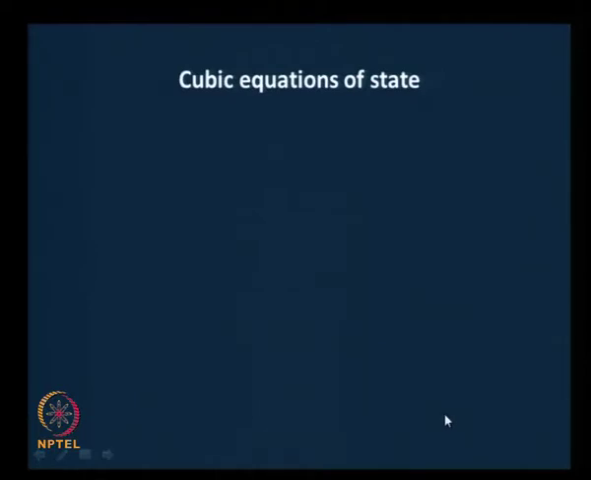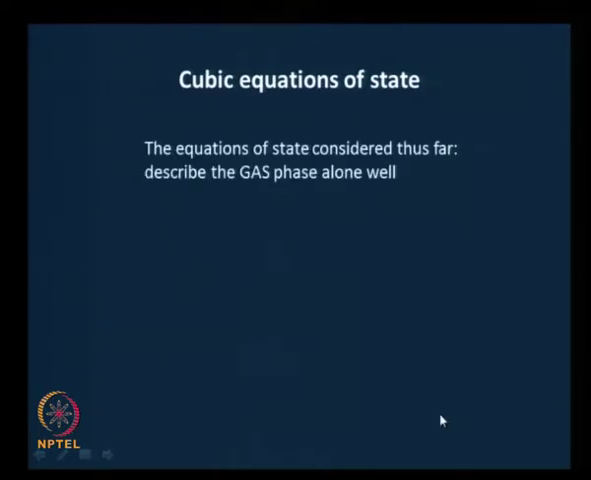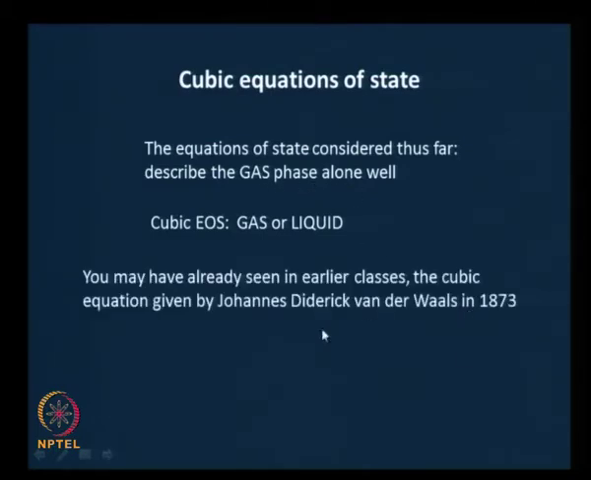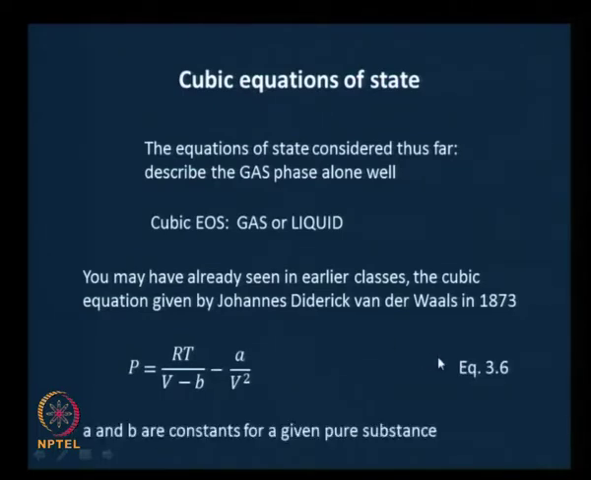Then we saw cubic equations of state. The virial equations can describe the gas phase alone well, while the cubic equations can describe both gas phase and liquid phase well. You could apply them anywhere, but if you are applying the virial equations, be a little careful when going across states. The van der Waals equation that you have already seen is nothing but a cubic equation, P equals RT by V minus B minus A by V squared, and A and B are constants for a pure substance.